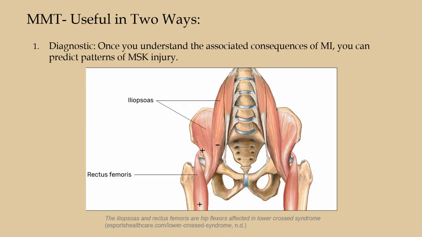There are really 2 sides to the coin with muscle testing. You can use it in 2 different ways, at least. Diagnostically, if you understand the consequences associated with muscle inhibition, you can predict patterns of musculoskeletal injury. For example, if you have a runner with anterior hip pain, or just as likely anterior knee pain, and you recognize that their psoas is inhibited, it'll fill in the clinical picture as to why perhaps their iliacus and rectus femoris are tight. Again, synergistic dominance compensating for the inhibition. This is very helpful in the treatment of those conditions.